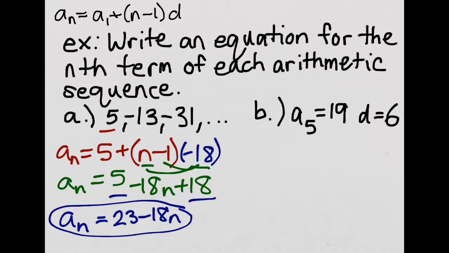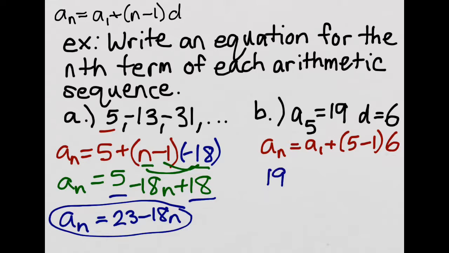Let's go ahead and do one where instead of giving a list of numbers, we're given the 5th term and the common difference. So on this one, we don't know a of 1, so we're going to write that as just a1 for now. We know that the number of terms is 5, and the common difference is 6. Now, do we know a of n? We know that a of 5 is 19. So since we put 5 in for n, we'll put 19 in for a of n.